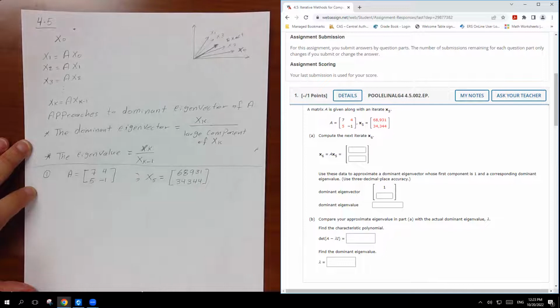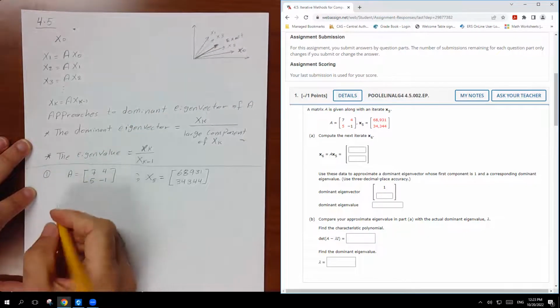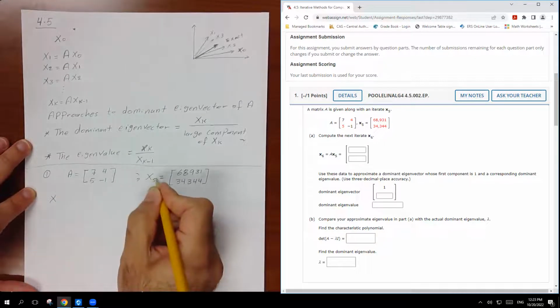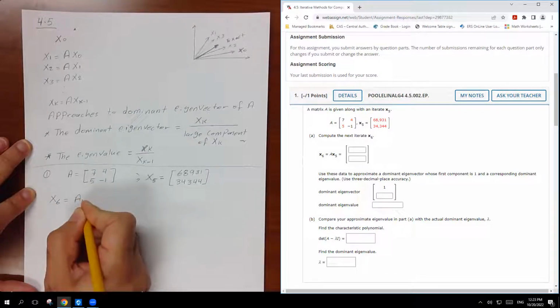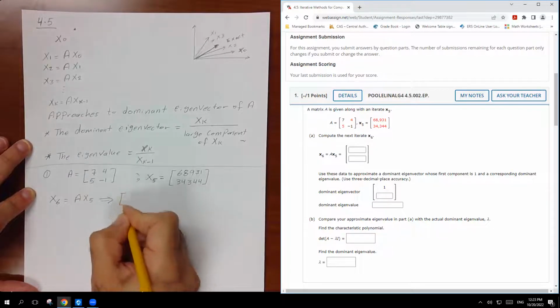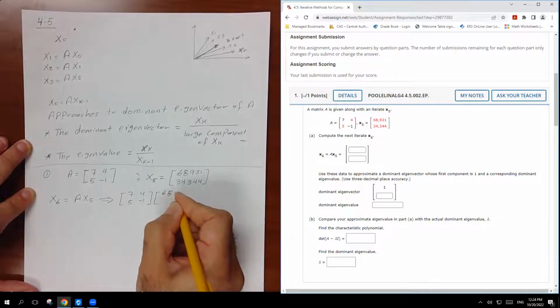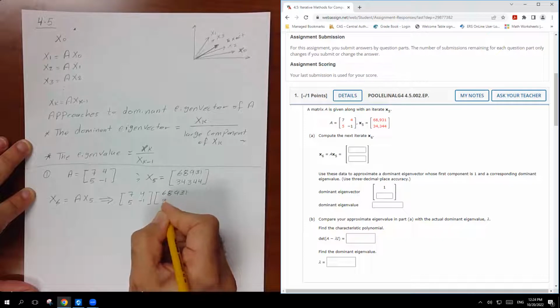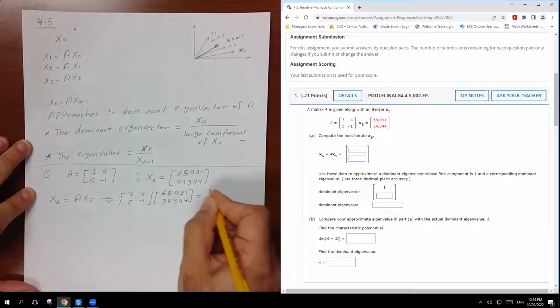So what's the first step I'm going to do? I'm going to start with the initial vector and find the next one. How are we going to find it? That means from x5, we're going to find the next vector, which is x6. It's going to be A times x5. Here is the A, times x5, which is 68931, 34344. And let's see what the result is.